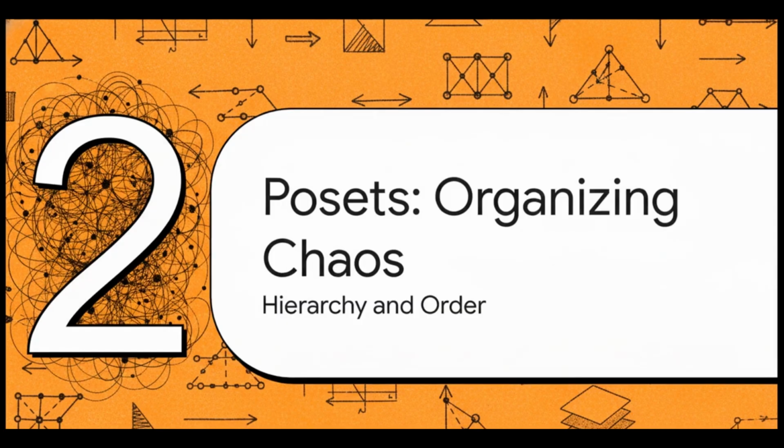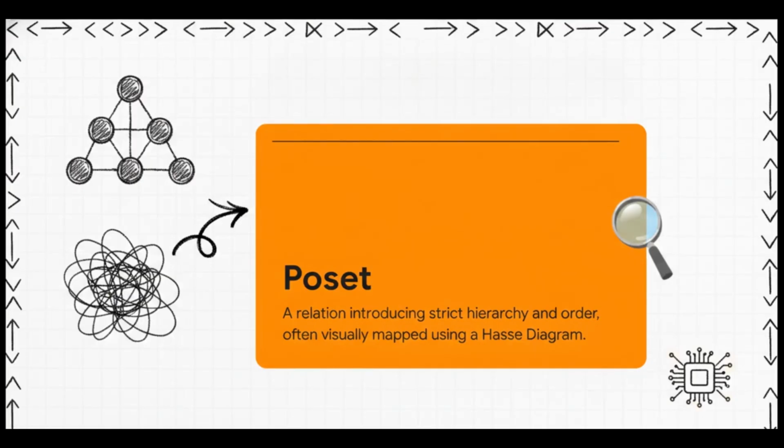Moving right along to Section 2, posets, organizing the chaos. It's all about hierarchy and order. Here's the thing, not all connections are created equal. Enter the poset, which stands for a partially ordered set. A poset basically takes a basic partial order relation and slaps a strict hierarchy onto it. It explicitly tells us what must come before what.